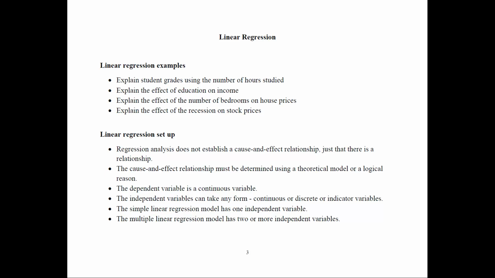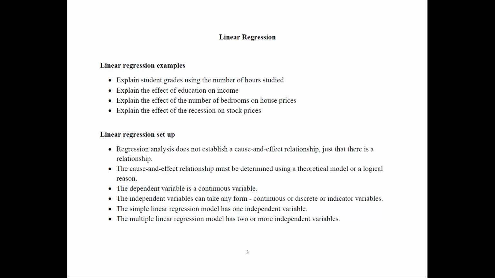Next example is to study the effects of the number of bedrooms on house prices. And again, positive relationship here. More bedrooms would probably be associated with higher house prices, all else equal. And finally, an example of studying the effect of recession on stock prices. Here we would expect a negative relationship, where during recession stock prices are expected to be lower. So in these cases we use linear regression.